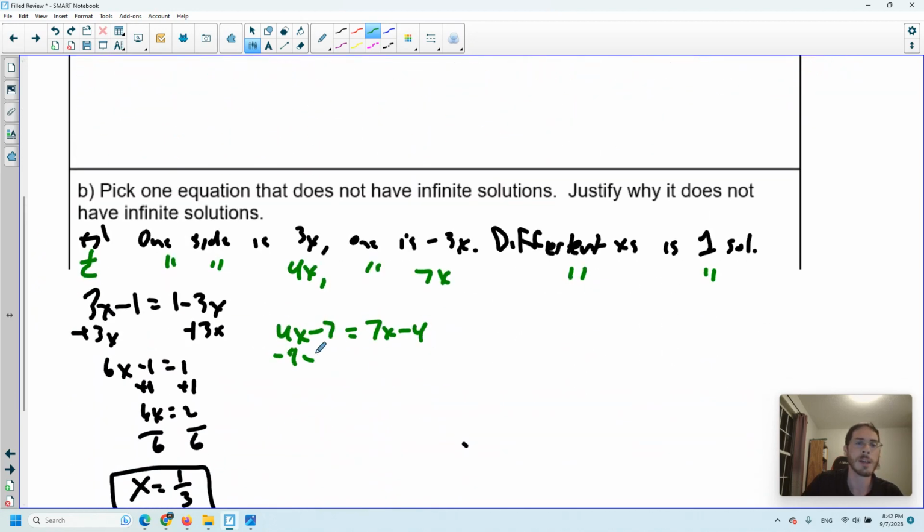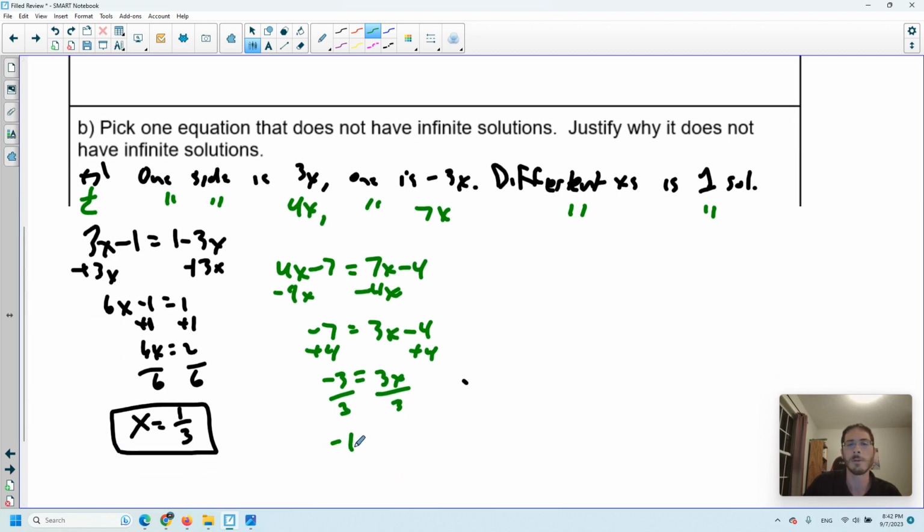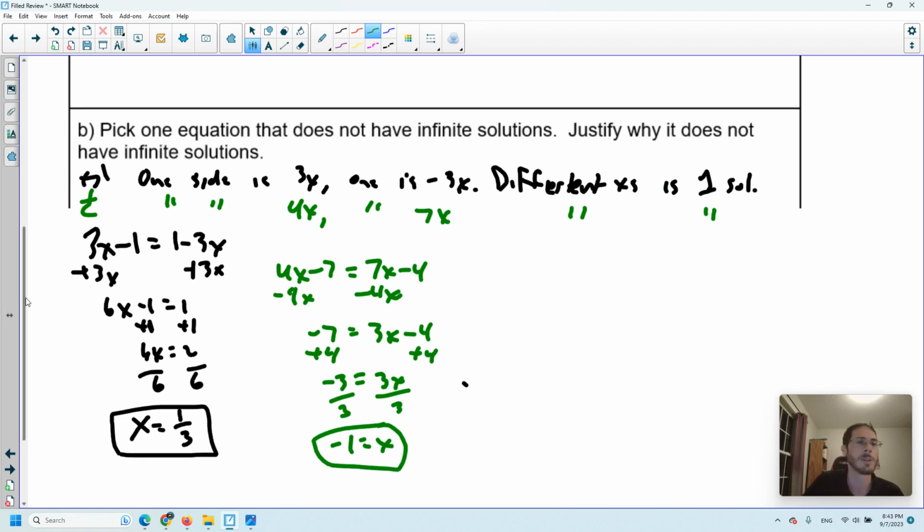X is on one side. This time I'm going to move it to the right just because there's more x's over here. So negative 7 equals 3x minus 4. I'm going to add 4 to both sides. So negative 3 equals 3x. Divide by the number that's on the x. And I get negative 1 equals x. So one solution. Since I got one answer, it can't be infinite. It's got to be one solution.